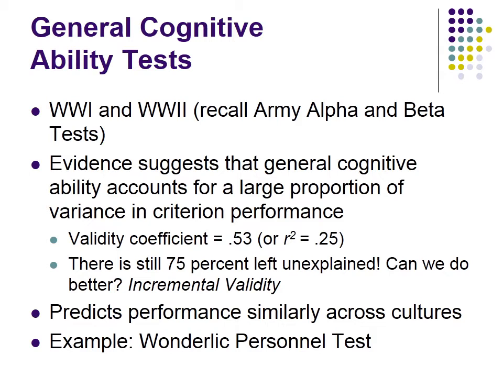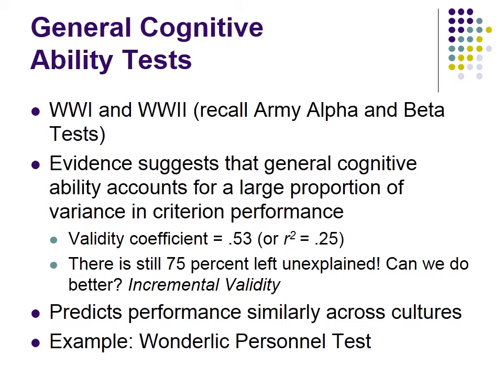In the United States, the original one was called the Army Alpha, followed by the Army Beta test, and evidence suggests that general cognitive ability accounts for a large portion of variance in performance. The validity coefficient, so the R, the correlation across jobs between general cognitive ability and performance, is 0.53. Now the effect size, in other words, how much variance of performance is explained, is always that validity coefficient squared by itself. So 0.53 times 0.53, or an R squared of 0.25.